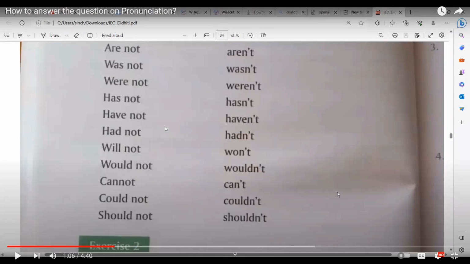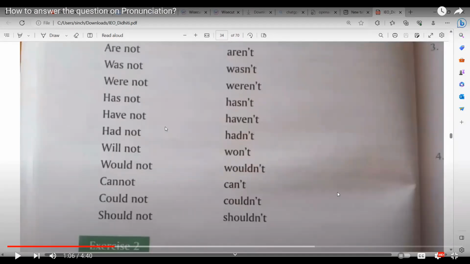We cannot see crocodile in the river. Very good, excellent. Okay, can you give me an example with could not, Shruti? I could not do this work. It is very hard. I could not read this word. It is very hard. Very good.